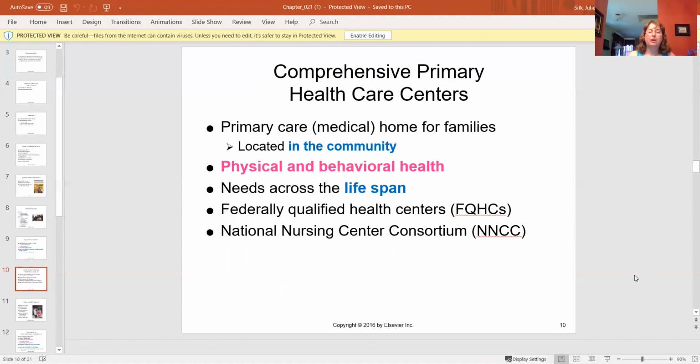All right, comprehensive primary health care centers. The primary care medical home for families is located in the community. You could have physical and behavioral health that they address. They look at the needs across the whole lifespan. So whether you're a baby all the way up until you're old. They are federally qualified health centers and also National Nursing Center Consortium members.